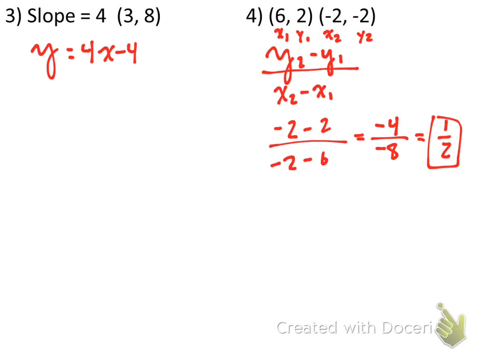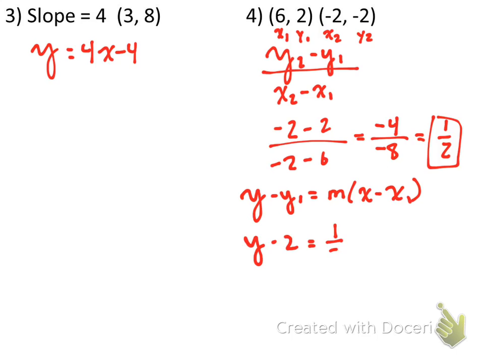Here's your formula: y minus y1 is equal to m times x minus x1. We know that your y1 is 2, so it's going to be y minus 2 is equal to m. Your m we just figured out is 1/2, times x minus 6, right? So we got y minus 2 is equal to 1/2 x minus 3.